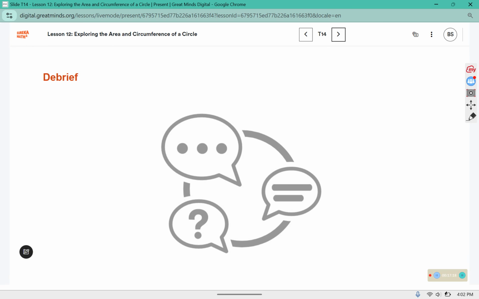That's the end of lesson 12. We'll continue working with finding circumference and area of circles in the next few lessons.